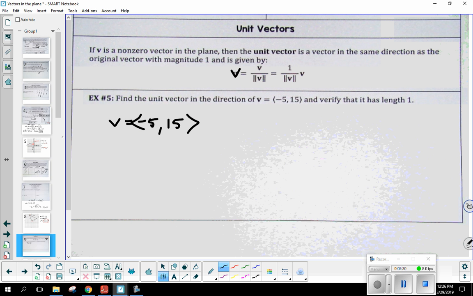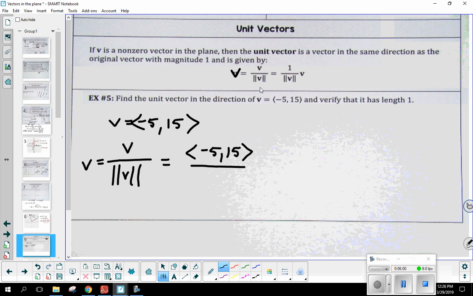There's my component form. Okay, so what I want to do is go ahead and find a unit vector. A vector that's going in the exact same direction, but is only 1 unit long. So a very short vector. All right, so here's what I'm going to do. According to the formula, I'm going to take V, the component form, and I'm going to divide it by the magnitude. Now, we already have the component form, so I'm just going to go ahead and say negative 5, 15.